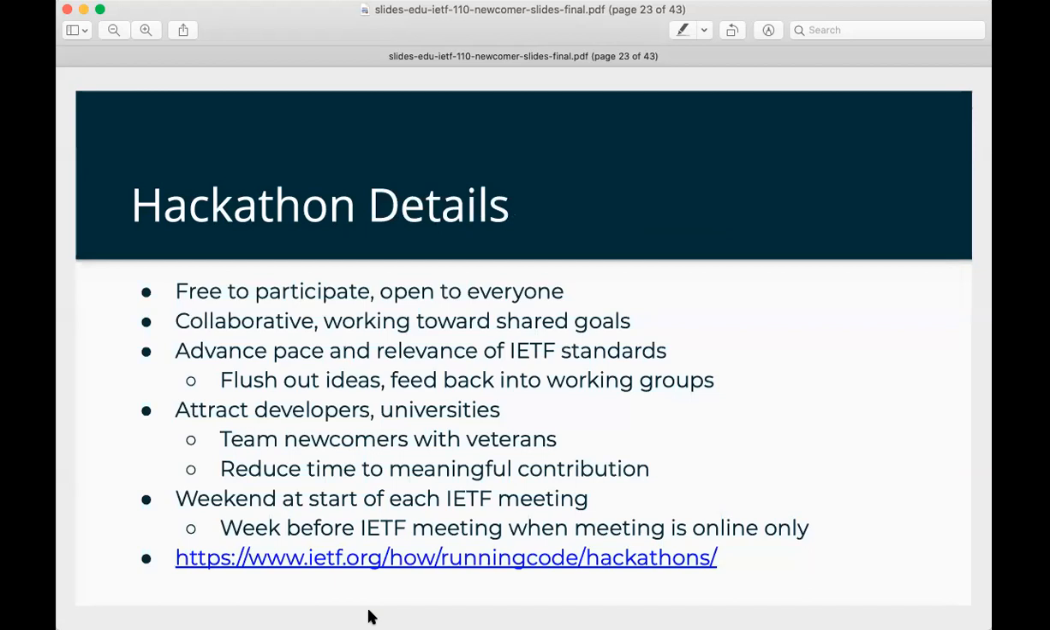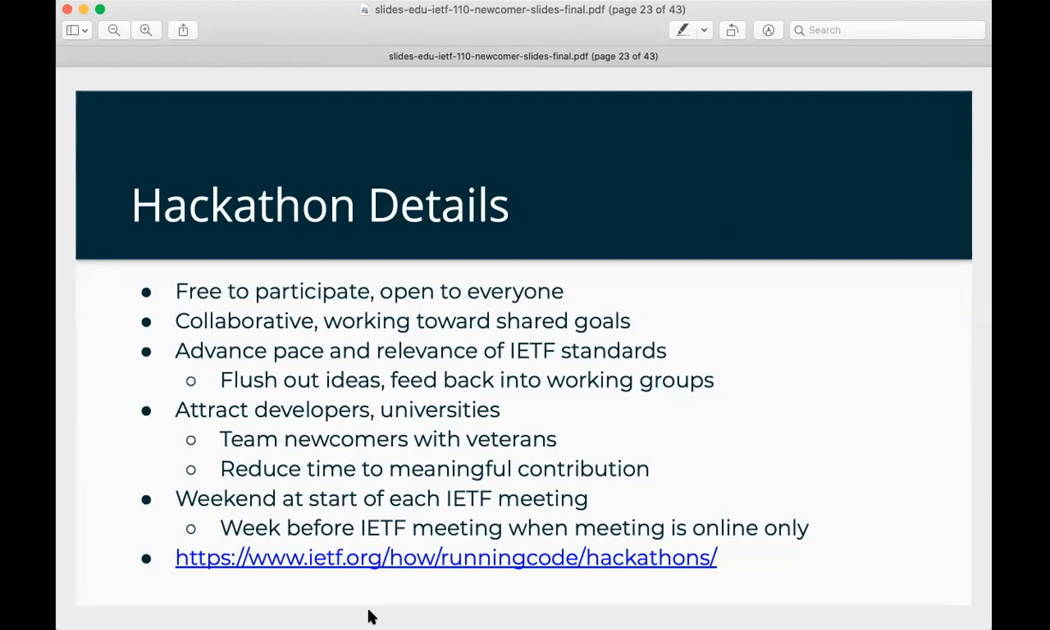A little bit more information on the hackathon. It is free for anybody. It's open to participate. Another motivation of the IETF, in addition to bringing new technology to the IETF, it's also looked at as a way to bring new participants to the IETF.